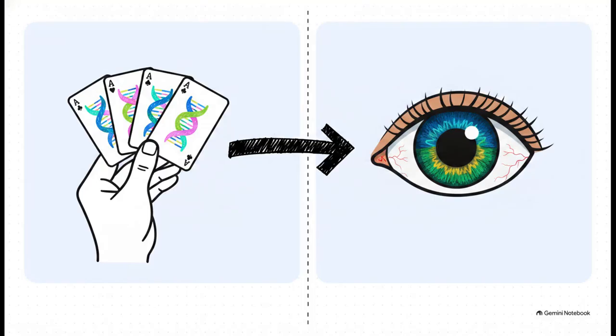Now, that interaction brings us to a super important distinction we need to keep in mind throughout this explainer: genotype versus phenotype. Your genotype is essentially your hidden hand of cards. It's your actual genetic makeup, usually written out as letters, like a capital A and a lowercase a. You literally can't see this just by looking at someone. The phenotype, on the other hand, is the physical result. It's how that hand of cards actually plays out in the real world, whether a person is physically affected by a disease or totally unaffected.